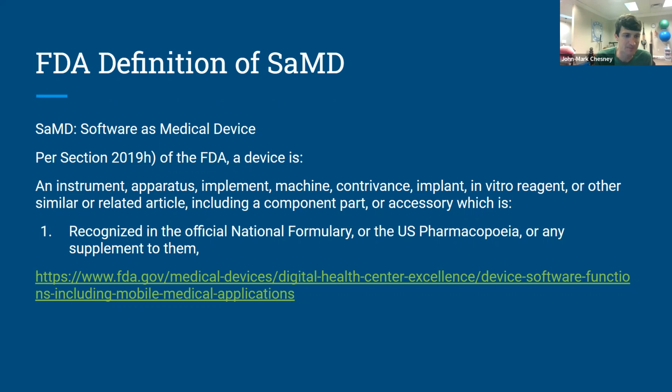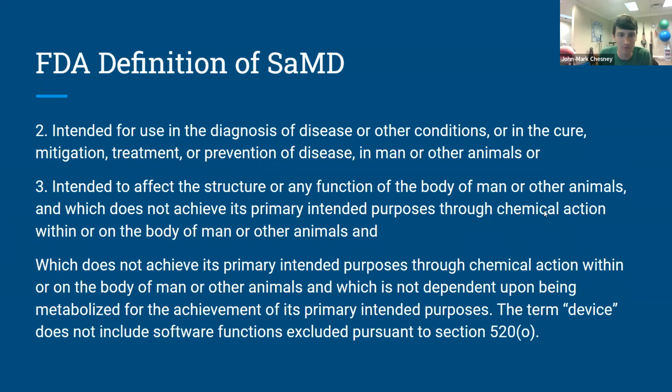But per section 201(h) of the FDA, a device is an instrument, an apparatus, an implement, machine, contrivance, implant, in vitro reagent, or other similar or related article, including a component part or accessory, which is recognized in the official National Formulary or the U.S. Pharmacopoeia or any supplement to them. So guys, I'm not really sure exactly what that means, but hopefully we don't have to understand it all, but there's more to it.